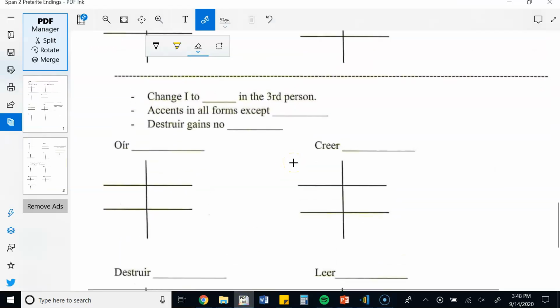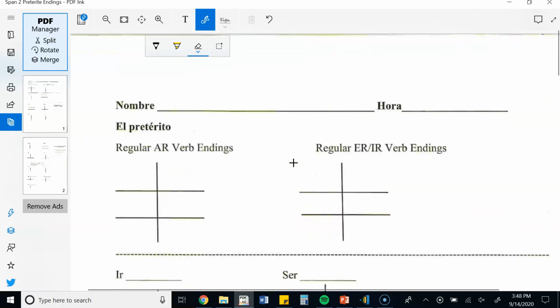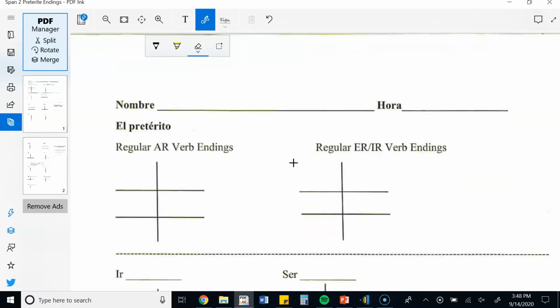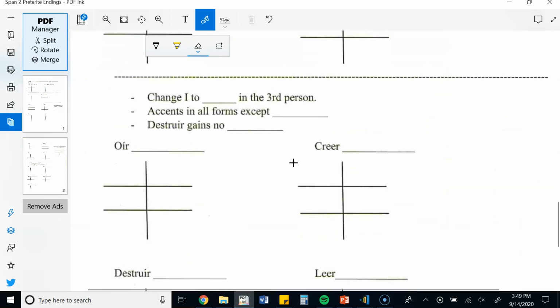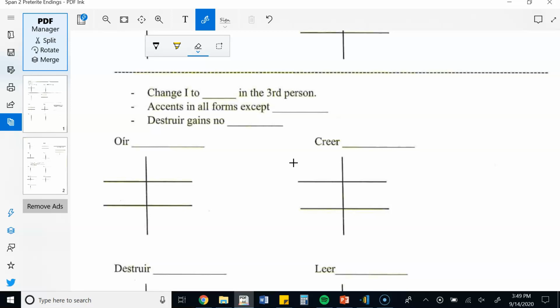Today we're talking about I to Y verbs in the preterite. Now, you might have this yellow sheet. It looks like this on the front. We're going to write this on the back side, actually. At the very bottom it says change I to whatever in the third person. If you don't have this sheet, you can get it in this folder of Schoology.